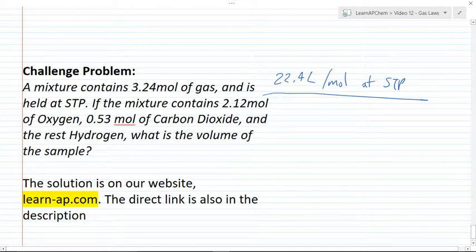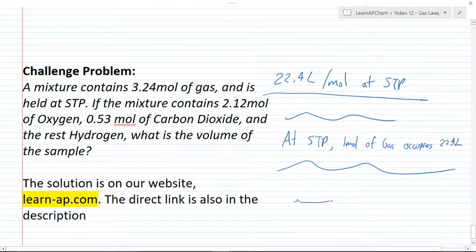So if you were doing your work and then wrote, at STP 1 mole of gas occupies 22.4 liters, and then did more work and got an answer that was slightly different, you wouldn't be marked wrong. The reason for that is that this goes to more decimal places.